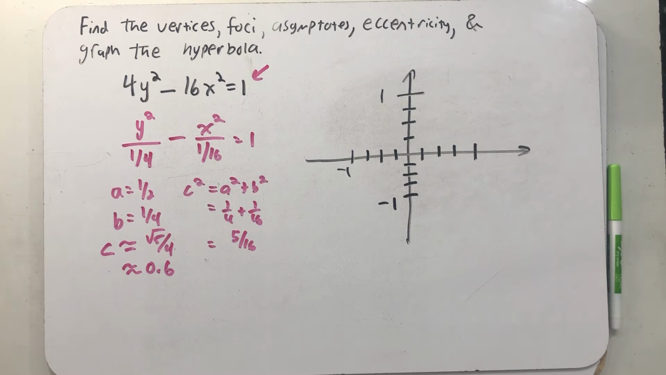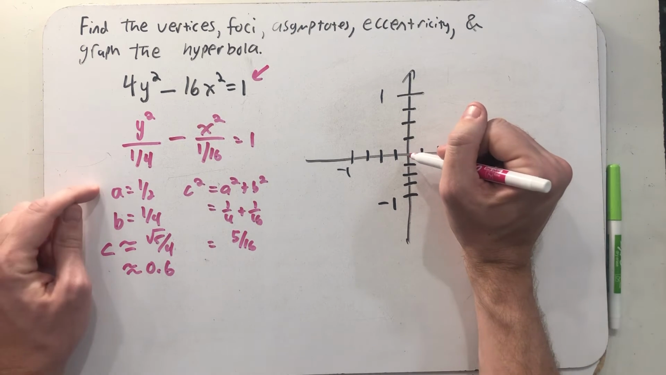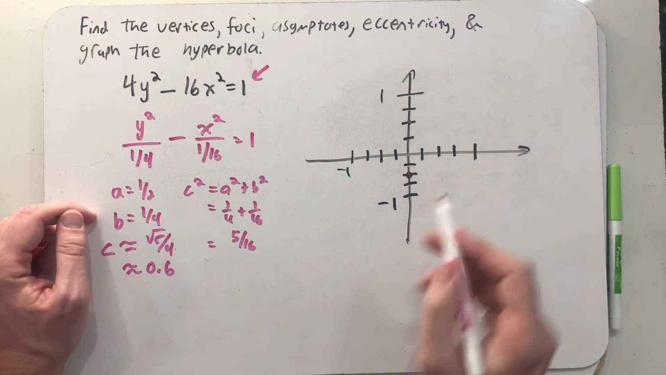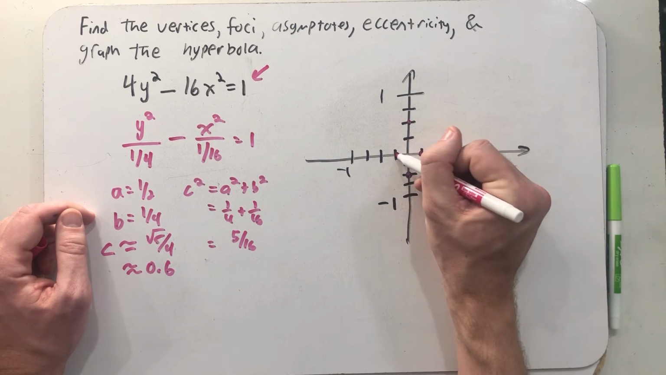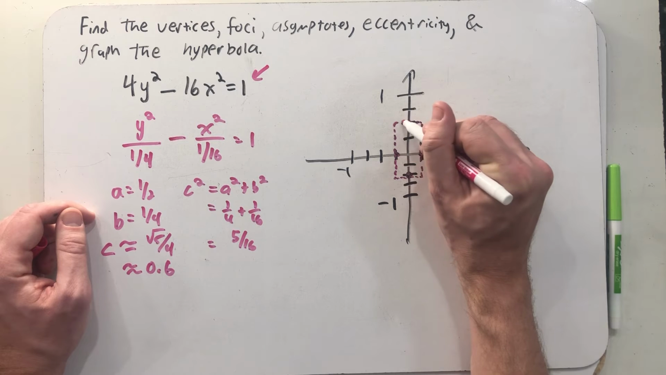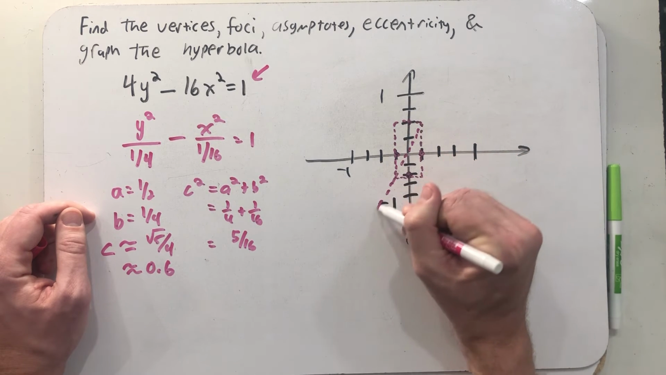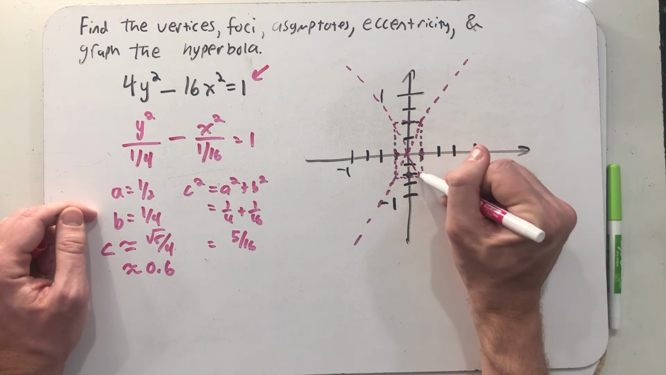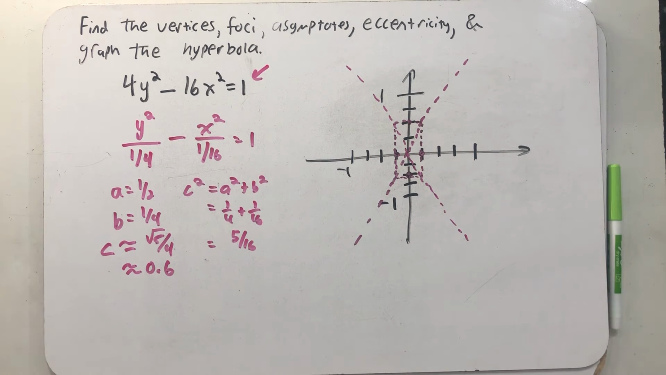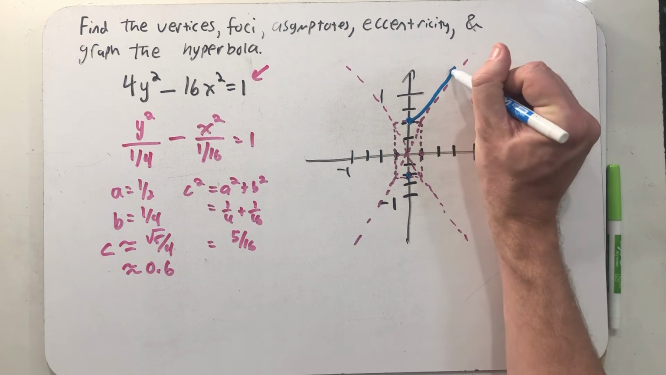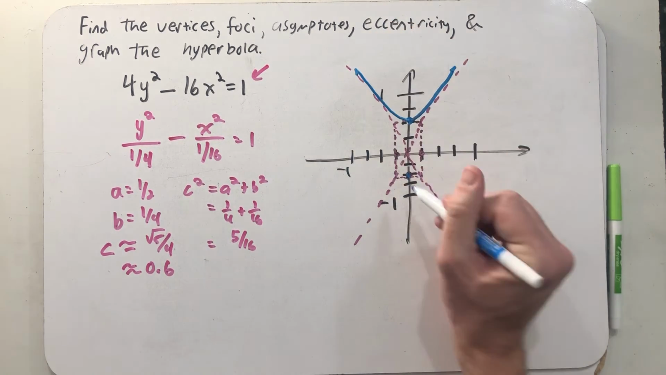All right, I'm going to draw a central rectangle. The 1/4 is under the y, so I need to go up and down 1/2. The 1/16 is under the x, so I need to go left and right by 1/4. And there's my central rectangle. That's going to let me dash in my asymptotes. What I love about sketching hyperbolas is that after this, it's really easy to get a pretty accurate sketch by identifying the vertices and just sketching the hyperbola, getting closer and closer to those slant asymptotes.